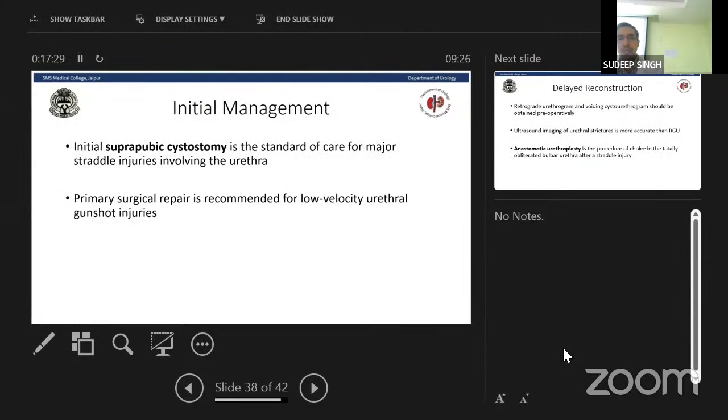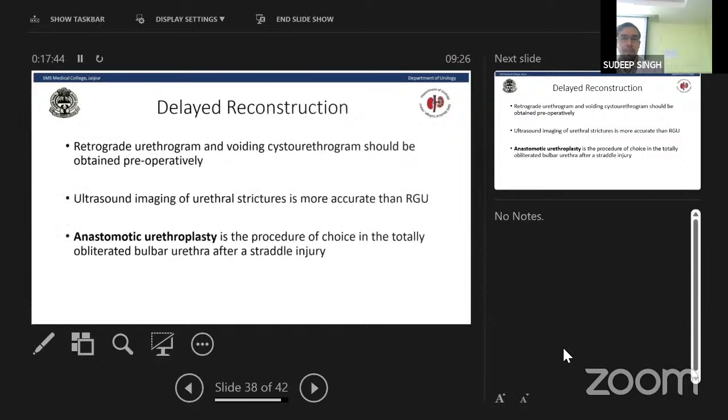The initial management, the gold standard, is the suprapubic cystostomy. It is standard of care in major straddle injuries involving the bladder and the urethra. Primary surgical repair is recommended for low velocity urethral gunshot injuries.